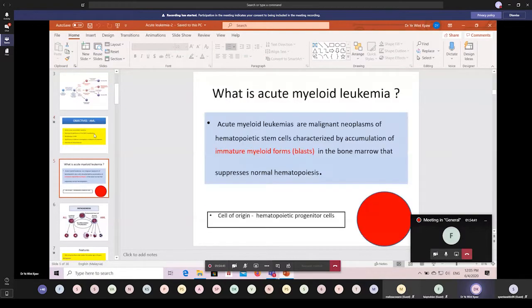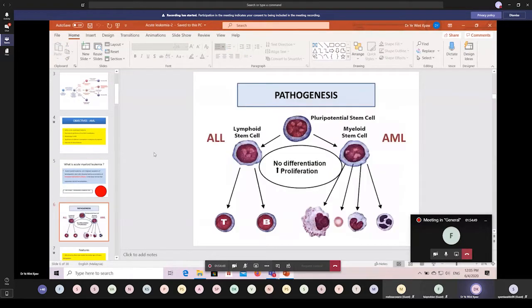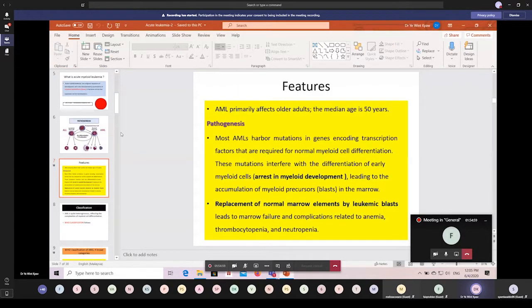Now AML. Immature myeloid blast cells. Previously ALL was finished, now AML. From a myeloid stem cell, this can cause AML. The features: arrest in myeloid development, which can cause myeloid precursor accumulation. The same pathogenesis, replacement of bone marrow by leukemic blast cells. This can cause anemia, thrombocytopenia, and neutropenia also.